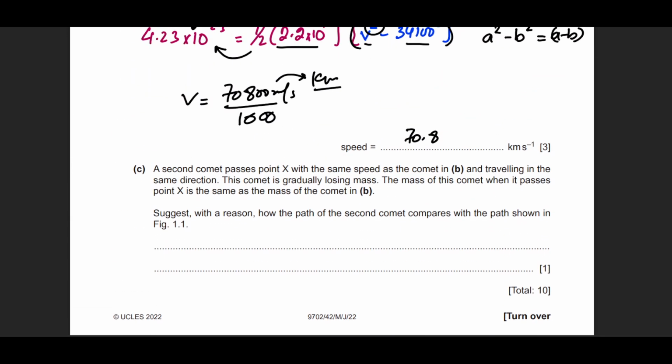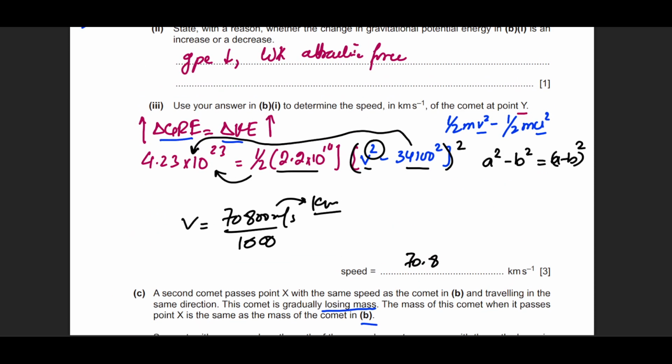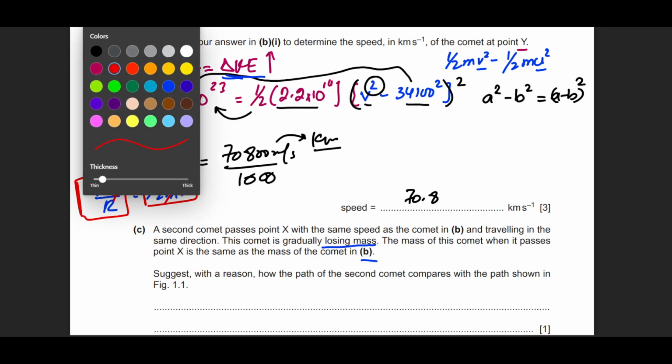And then he says that it's gradually losing mass. Okay, the mass of the comet passes through the X is same as of comet B. So just with reason how the path will not be affected. Why? Because what logic are we using? We are using the logic of change in gravitational potential energy into change in kinetic energy. So this would have been GMm over r equals half mv square. Now, mass of the comet cancels out from both sides. It does not matter. The main planet is responsible for controlling all of this behavior, not the comet itself, right?